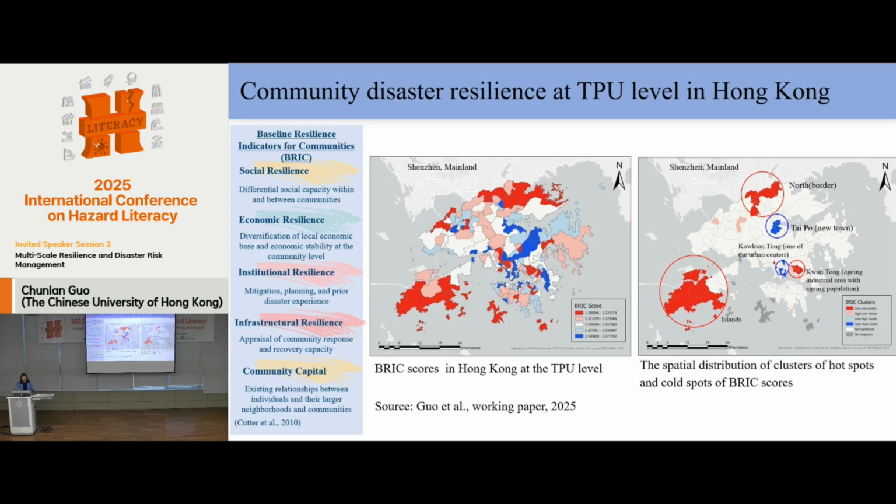And where is the best community for community resilience? They are in Tai Po, one of the new towns in New Territories, and some of the communities in Kowloon Tong. We know that Kowloon Tong is a community for middle age with a very good healthcare facility, education facility there.